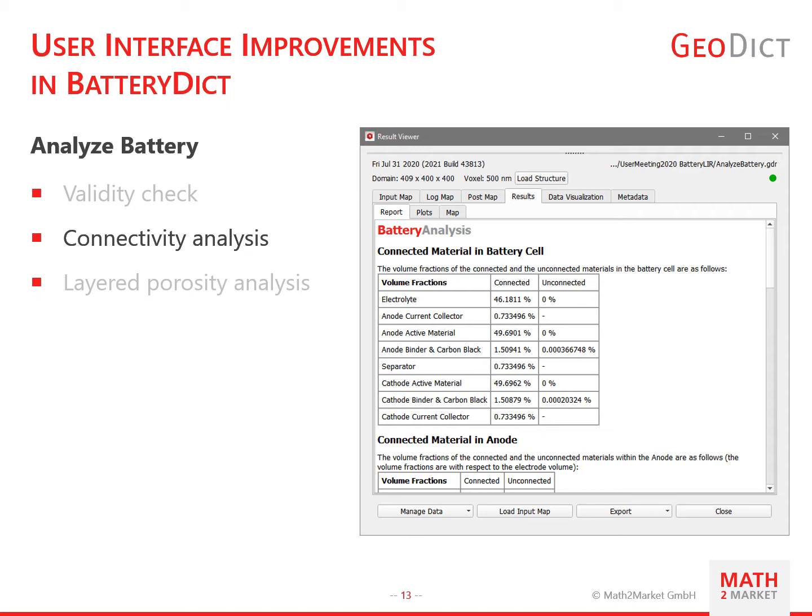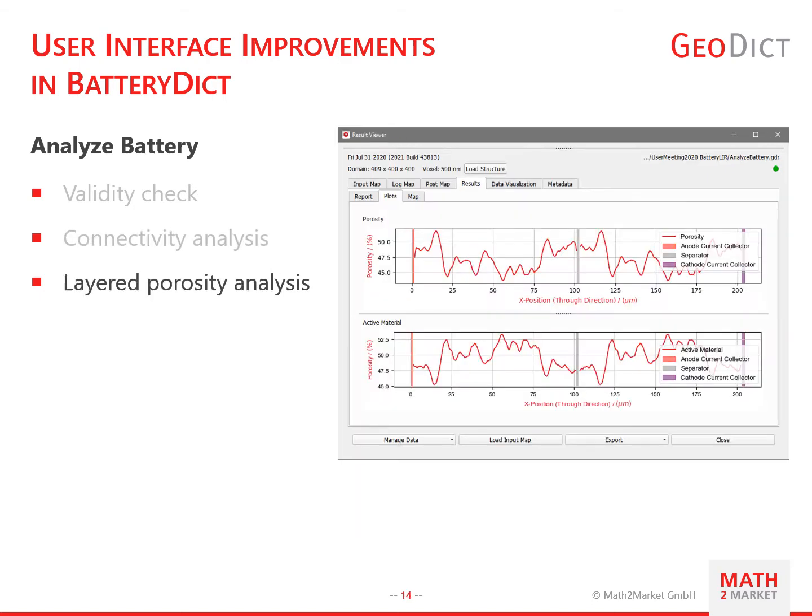Then, the connectivity of active particles and the electrolyte is checked. Active particles should be connected to the current collector through the binder and other active particles, and they should also have connection to the electrolyte. The electrolyte on the anode side should be connected through the separator to the electrolyte on the cathode side. The volume fraction of unconnected materials or electrolyte is then shown in the report of the Analyze Battery command. At the end, you can look at the layered porosity or electrolyte content over the X direction.